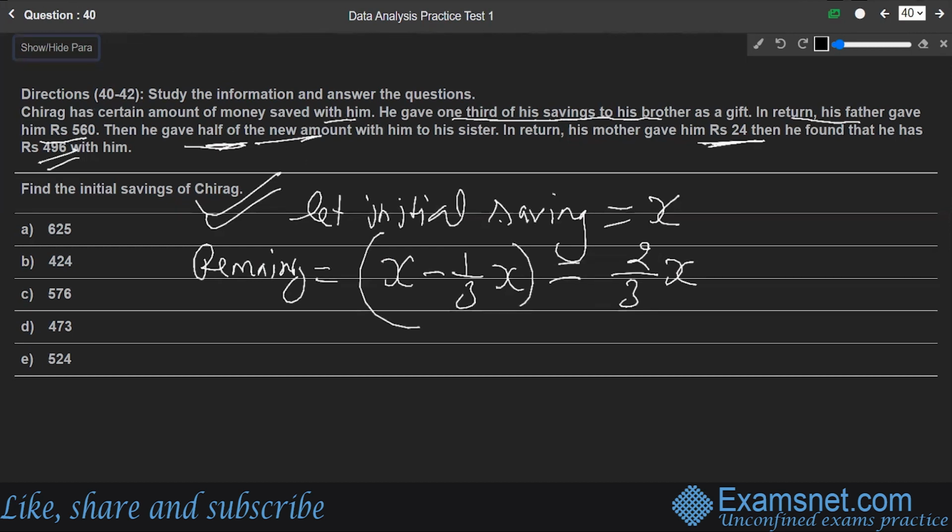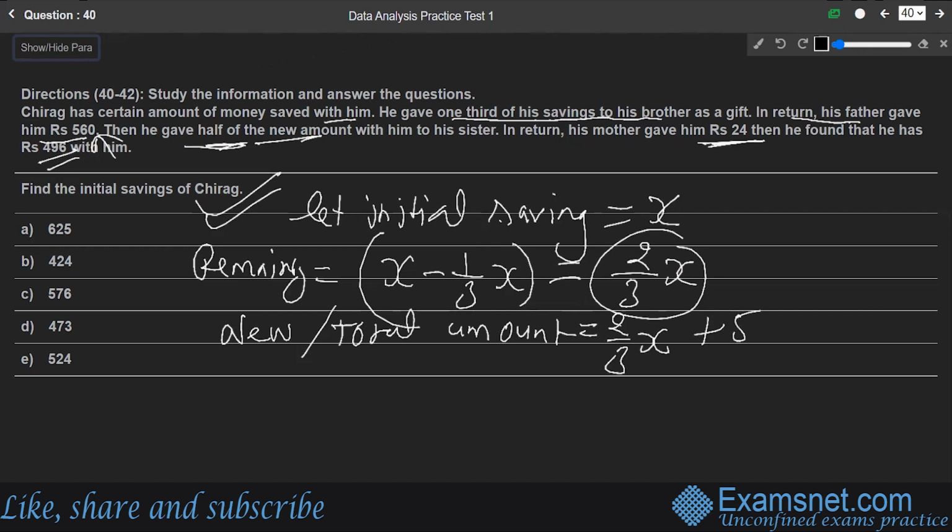After this has been done, his father gave him rupees 560. So 2 by 3 X is left with him after giving one third, and then he receives 560 rupees. So what is the total amount now? The new amount with him will be 2 by 3x, that was the leftover part, plus 560 rupees given by his father. So the new amount is 2 by 3x plus 560 rupees.